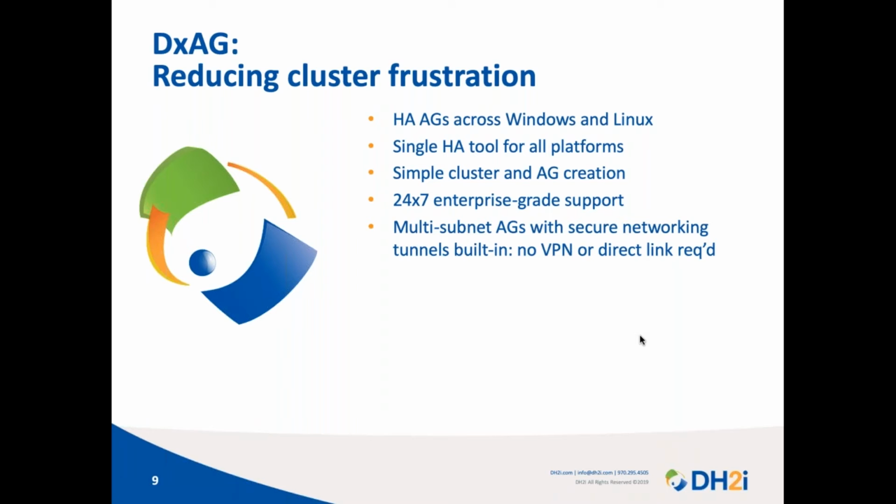The networking component. Okay, so as you saw, we can create multi-subnet availability groups, built-in secure networking, and without the requirement of a VPN or a direct link. This is a really big deal for the cloud. Number one, setting up VPNs in the cloud is kind of painful and just a little bit challenging, and additionally can be very expensive. So the various cloud vendors will charge you per hour every time you've got that VPN link up. Whereas with this, you can kind of circumvent some of those requirements.